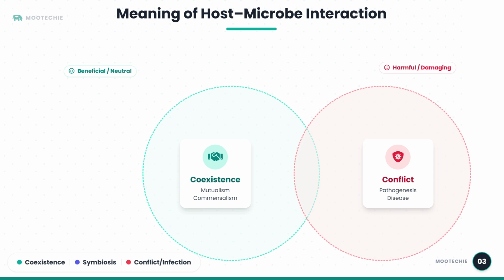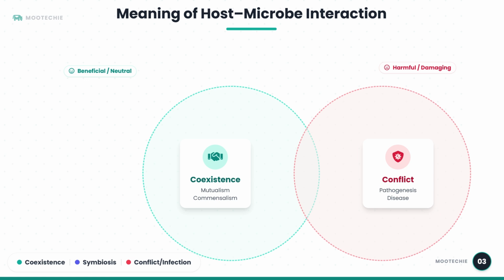Now, let us look at the two broad categories. First is coexistence. This includes mutualism, where both host and microbe benefit, and commensalism, where one benefits and the other is unaffected. The second category is conflict. This involves pathogenesis, which is the process of causing disease. So, in summary, we have symbiosis on one side and infection or conflict on the other.